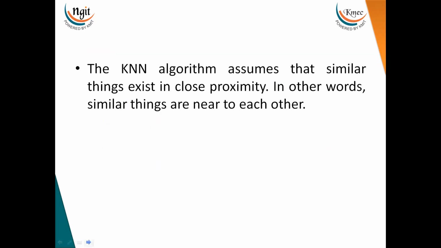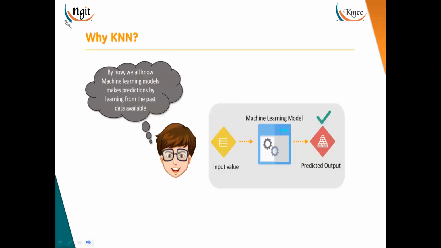So first of all, what exactly is KNN? The KNN algorithm assumes that similar things exist in close proximity, or we can say that similar things which are near to each other belong to the same category. Suppose we take a simple example, and with that we will understand how KNN works and how similar things in close proximity can be of the same class.